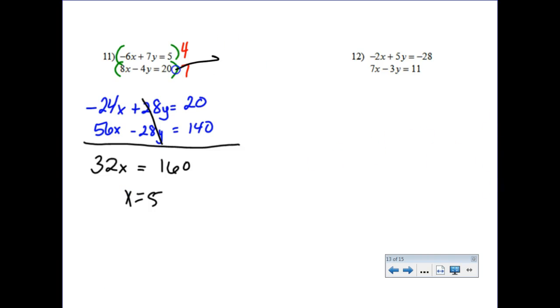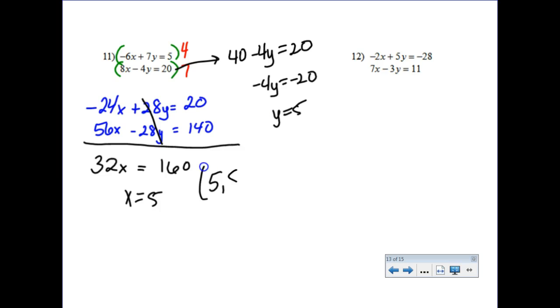I'm going to use this bottom equation. I don't know why. So 8 times 5, because 8 times x is 8 times 5. So that's 40 minus 4y equals 20. Subtract 40 over. So negative 4y equals negative 20. And y also happens to be 5. So this is an answer where they are the same number. That's just a coincidence, though, from the formula, or from the algebra.